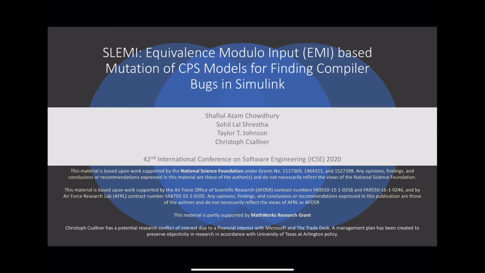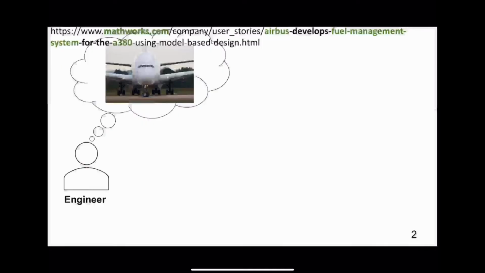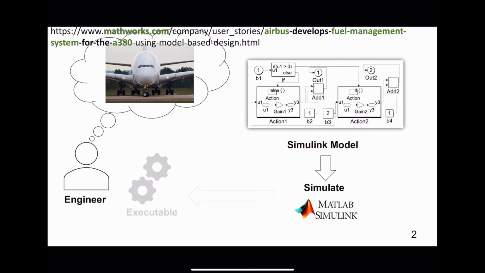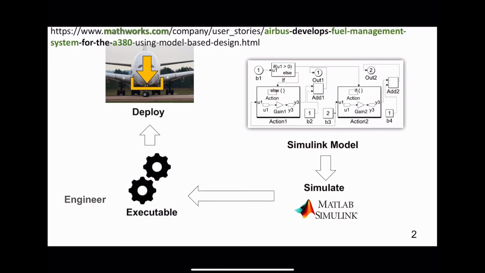Welcome to our presentation on SLEMI, Equivalence Modulo Input or EMI-based mutation of cyber physical system (CPS) models to find compiler bugs in CPS development toolchains like Simulink. When designing complex cyber physical systems, engineers would often design graphical models, for example Simulink models, so that they can simulate them in commercial toolchains like Simulink and even generate executables to directly deploy them in target hardware.